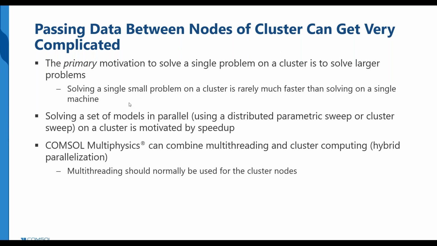There are other ways to use a cluster for speed. For instance, if your model fits in a node, fine, but you're solving a lot of similar problems in a parametric sweep context, then you can use either the distributed parametric sweep or something called cluster sweep to get speedup also in that situation. And COMSOL can combine these two types of parallelism so that you don't have to disable any multi-core parallelism, but on these cluster nodes, you're still running multi-core parallelism. So we have what's called a hybrid model for parallelization.